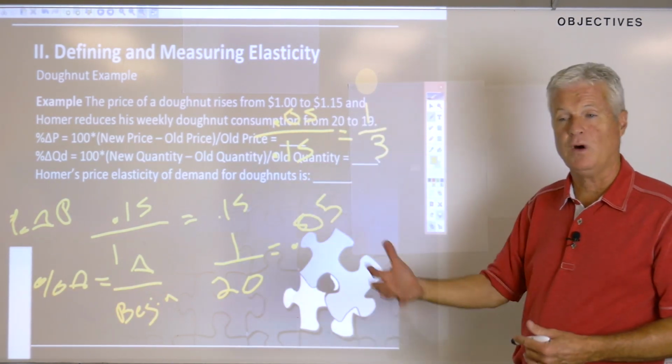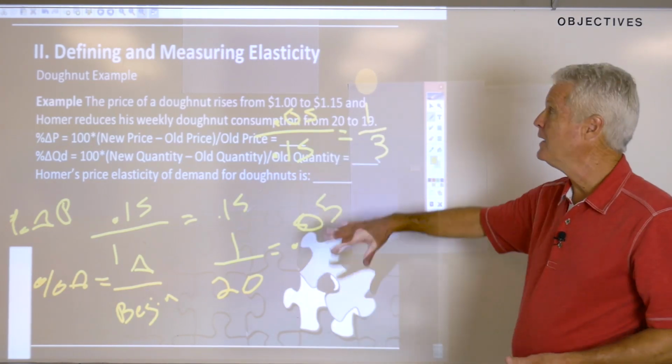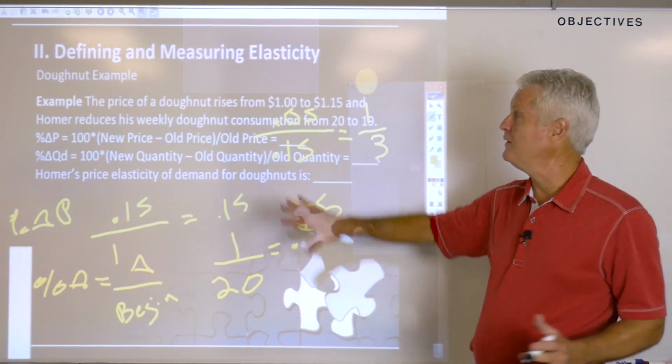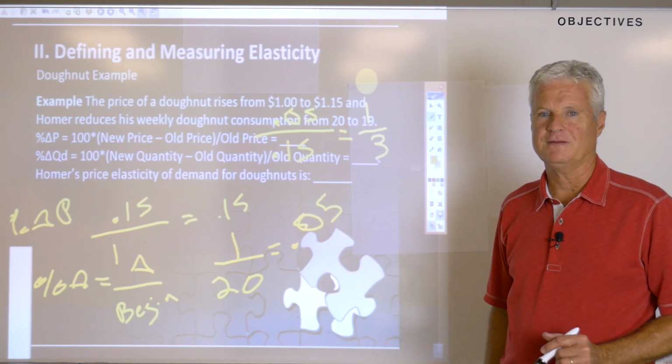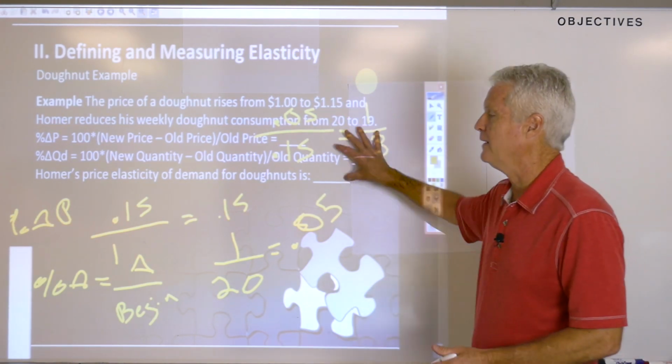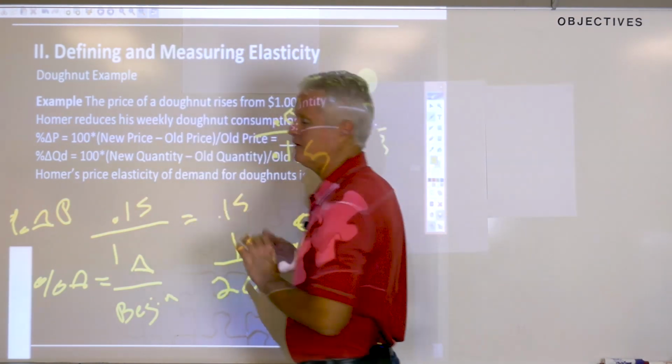Not surprisingly, donuts are inelastic. If you like donuts, you want them. And since they're pretty cheap, you know, it's like, hey, that's a 15% price increase. It's only 15 cents. So you still go ahead and buy that. Okay, so there's another example.